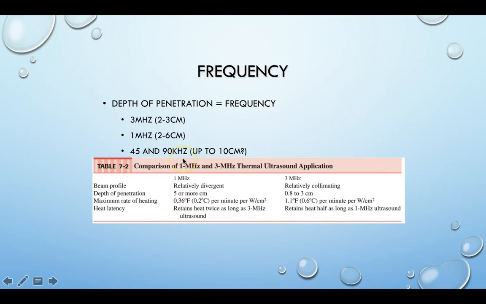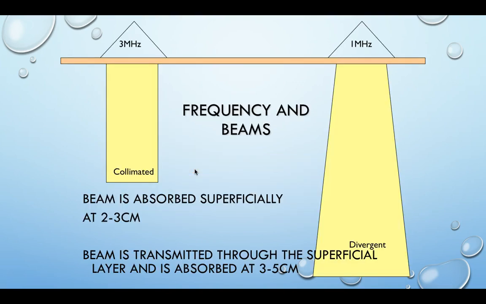The 1 megahertz also decreases the risk of what we call unstable cavitation, which we'll talk about when we start talking about the effects of ultrasound. So this is just a visualization of what we just talked about. The 3 megahertz is going to be more superficial, about 2 to 3 centimeters deep, but stay in more of a column. More is going to be absorbed. We're going to have higher increase in heat per minute, and we're not going to retain that heat as well.